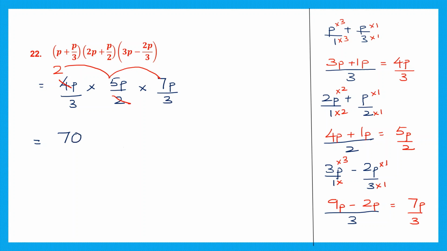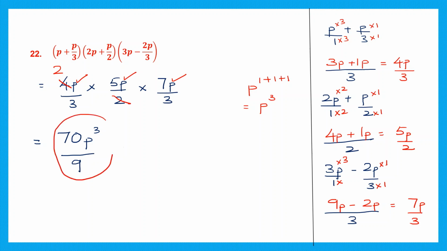Now we're going to multiply the letters. So we have 1p here, 1 here and 1 here. So that is p to the power of 1 plus 1 plus 1, which is p to the power of 3. So 70 p to the power of 3, and in the denominator we have 3 into 3. 3 3s are 9. So this is our final answer. Our final answer is 70p to the power of 3 by 9.